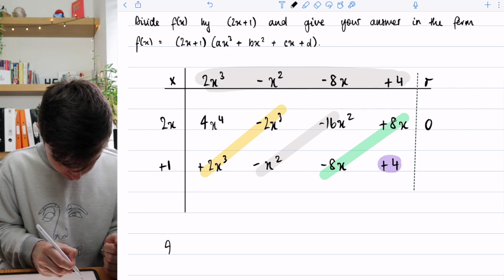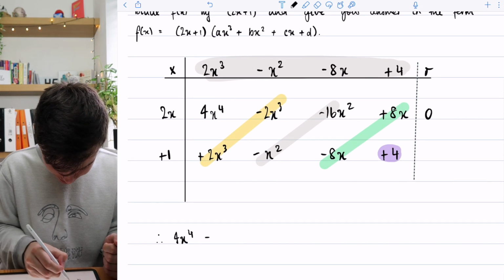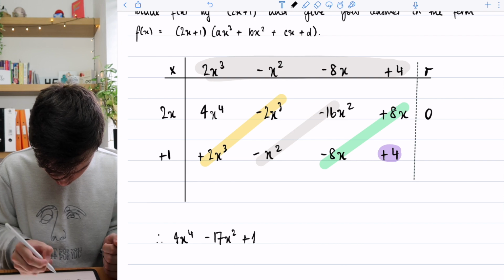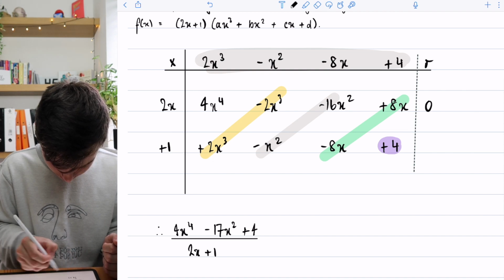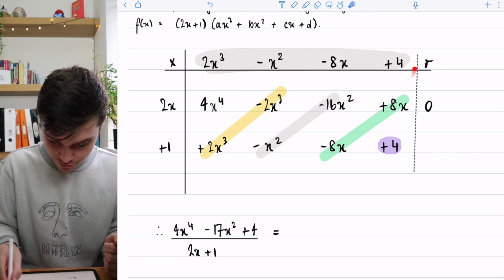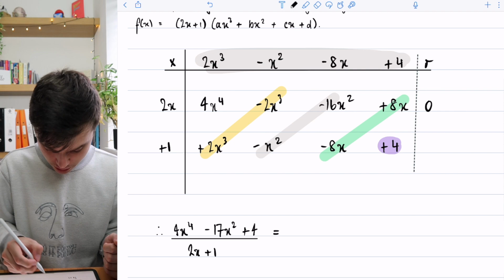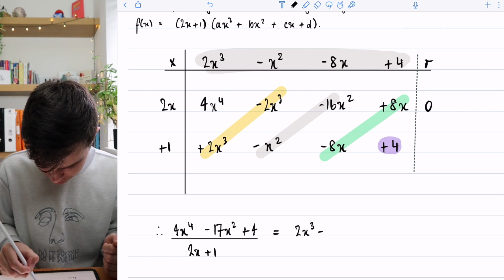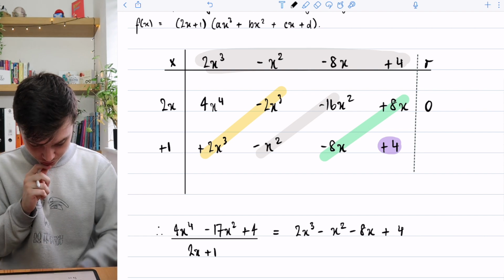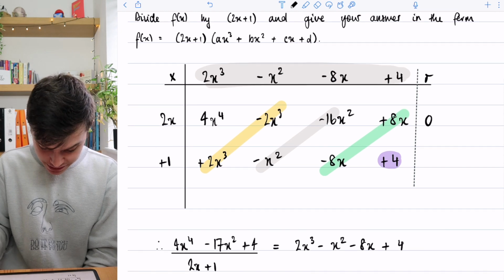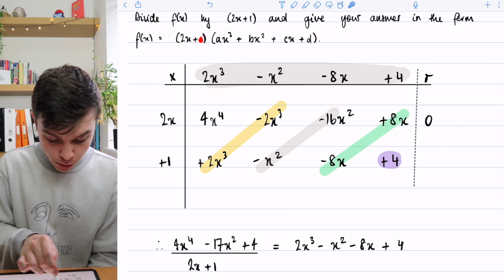So I'll write that a bit better: therefore 4x to the 4 minus 17x squared plus 4, divided by 2x plus 1, is equal to this on the top of the grid here. That, by the way, is an R, which just stands for remainder of 0. So that's equal to 2x cubed minus x squared minus 8x plus 4. Okay? Now, we want to give our answer in the form 2x plus 1 multiplied by some cubic.